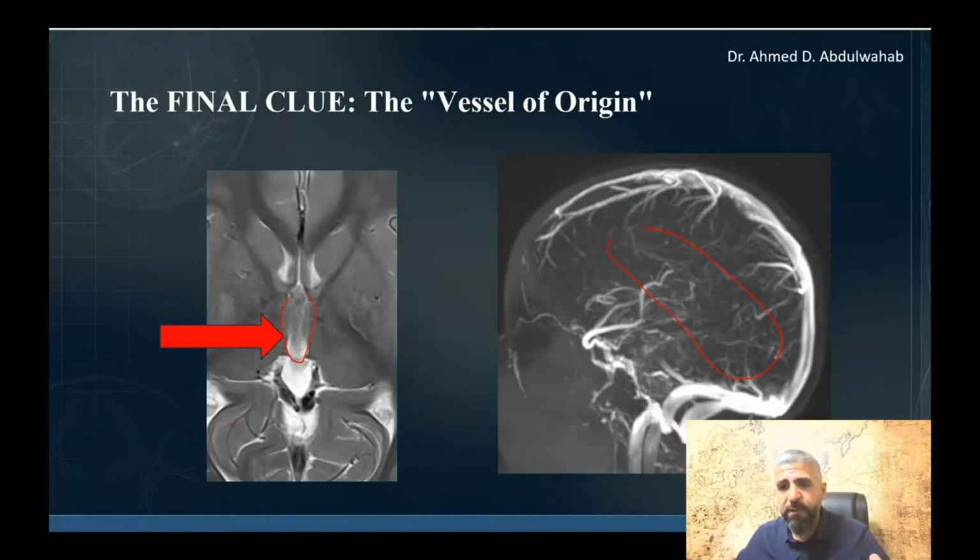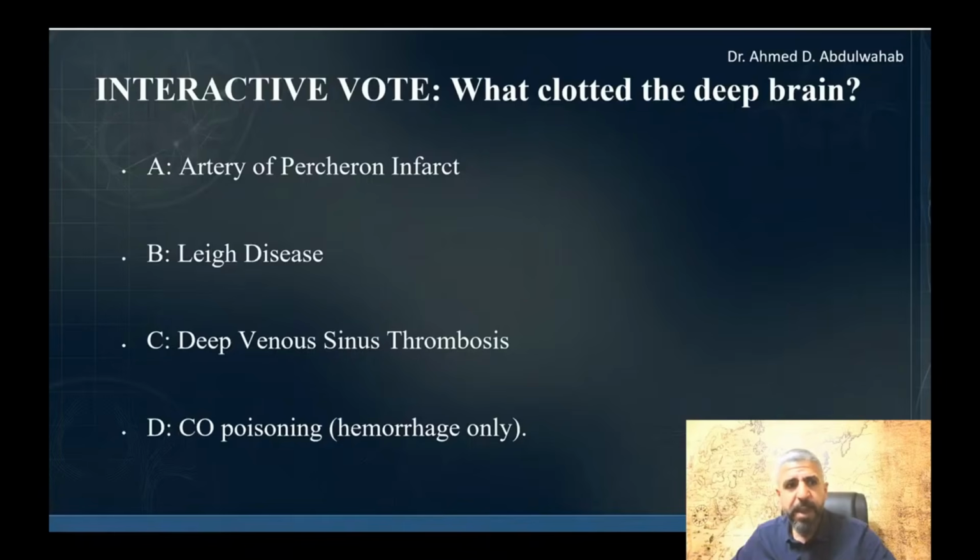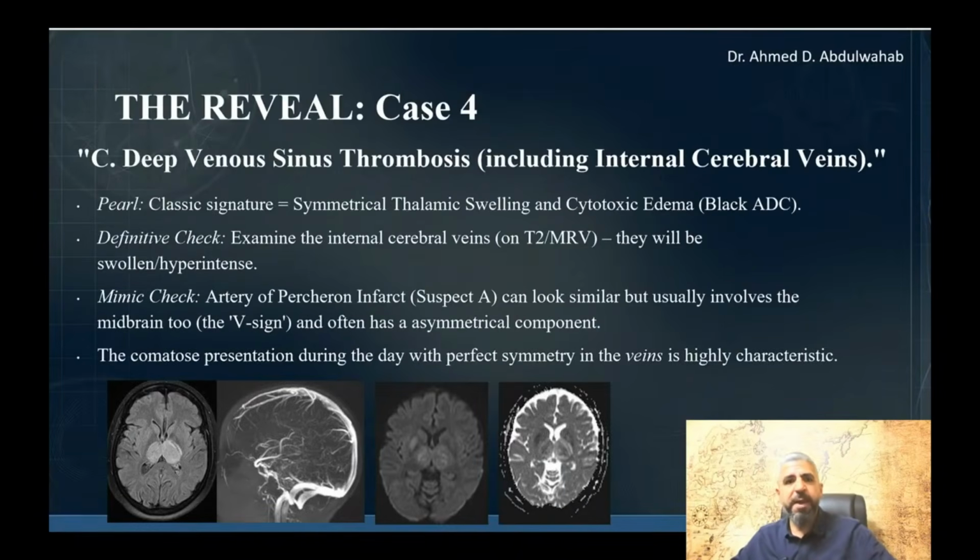Bilateral thalamic involvement plus cytotoxic edema plus swollen bright T2 veins plus non-visualization on MRV. This is not an arterial problem. It's not metabolic. What clotted the deep brain? Is it A, artery of Percheron infarct, B, Leigh disease, C, deep venous sinus thrombosis, or D, CO poisoning? The reveal, of course, for case number 4, is deep venous thrombosis, including the internal cerebral veins.